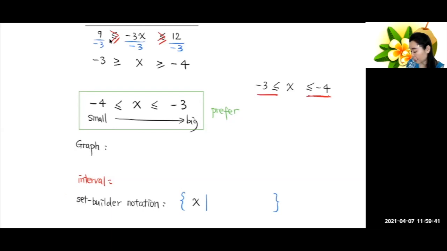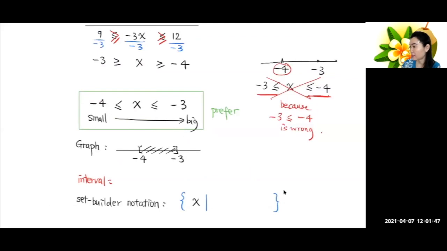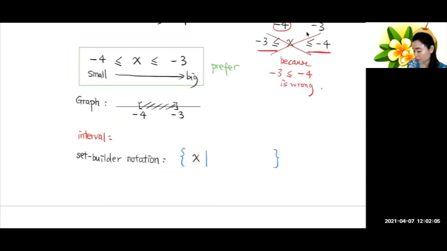Because you see on the number line, -4 is over here, -3 is over here. -4 is smaller than -3. You cannot have -4 greater than or equal to -3, so this is wrong. You cannot have something like this. The graph of this is going to be like this: bracket -4 and then all the way to -3. The equal sign here means these two ends are included, right? So to put the solution set into interval notation, that will be bracket -4 comma -3 bracket.